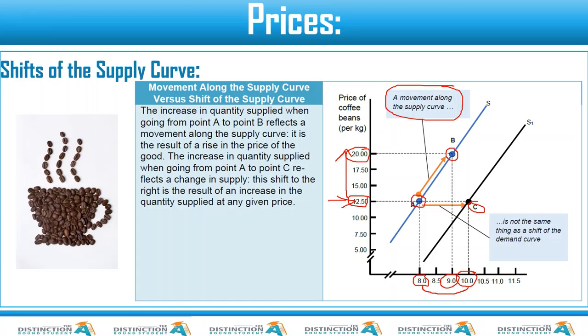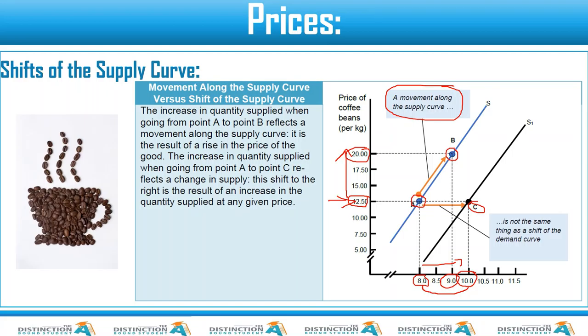Okay. So the extra 2 billion being produced here is produced because of new suppliers of coffee that have come into the market of coffee beans. So basically, movement along the supply curve is not the same as shifting of the supply curve.